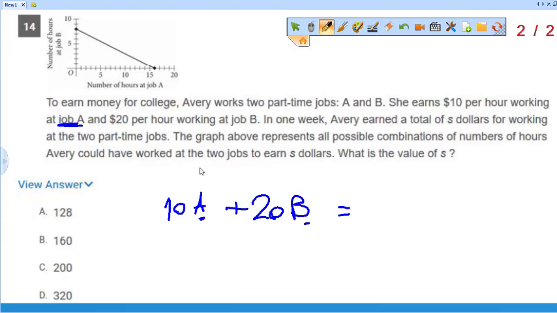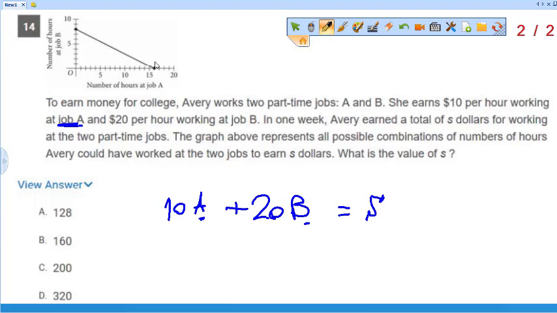It's written that the graph above represents all possible combinations of numbers of hours Avery could have worked at two jobs to earn S dollars. What is the value of S? It means how much she can earn, how many dollars. What is S maybe?